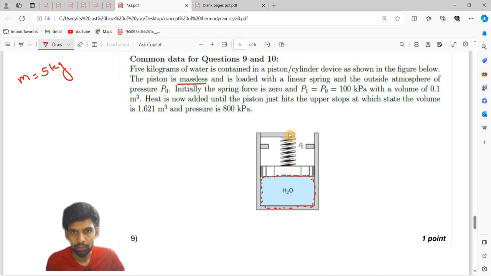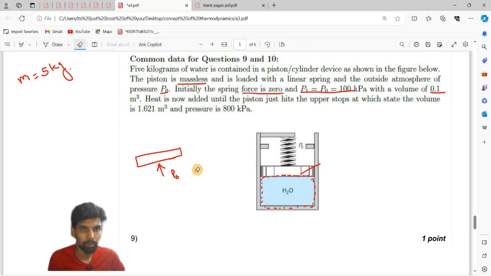The piston is massless, and it is loaded with a linear spring, with outside atmospheric pressure P naught given. Initially, the spring force is 0 with a volume this much. Let me draw the FBD of the piston at any intermediate state. So the inside pressure will be P, so the force due to inside pressure will be equal to.